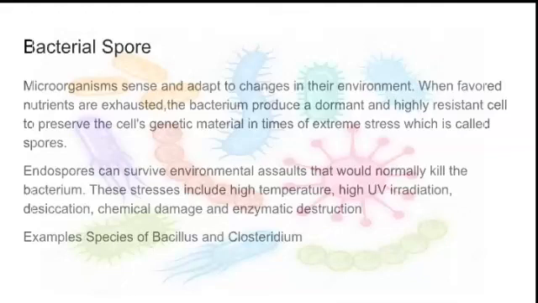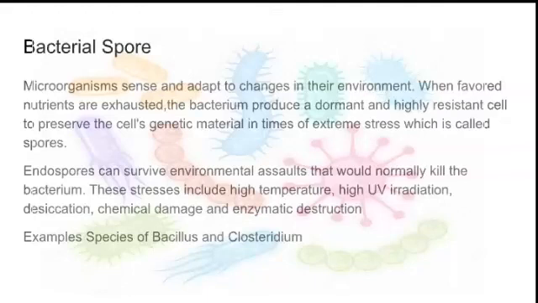When the microorganisms don't have nutrients or are not getting enough food for their metabolism, they don't die. To prevent the death of the bacterial cell, they move to a dormant stage called spores. They wrap up the nucleic material inside the cell, and they stay safe in extreme stress also. They are called endospores, bacterial spores. They survive environmental assaults that would normally kill the bacterium.